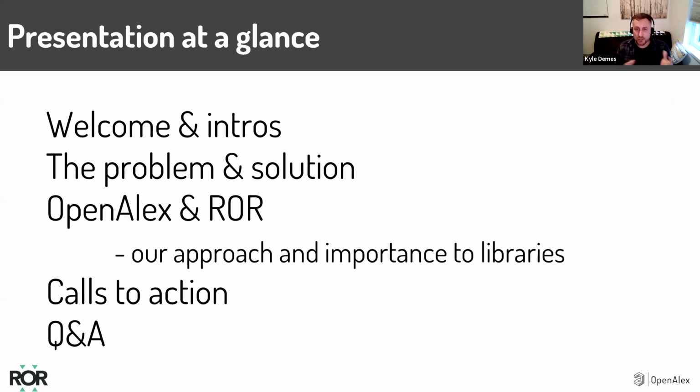We'll do welcome and intros, which we're already halfway through. And then we're going to dive right into the problem of open affiliation metadata and the solution. And then we'll talk a little bit about OpenAlex and ROAR, which, spoiler alert, I think are the two parts of the solution. And then we'll talk specifically about our approaches and the importance of both to libraries and librarians, and then end with some calls to action before the Q&A.